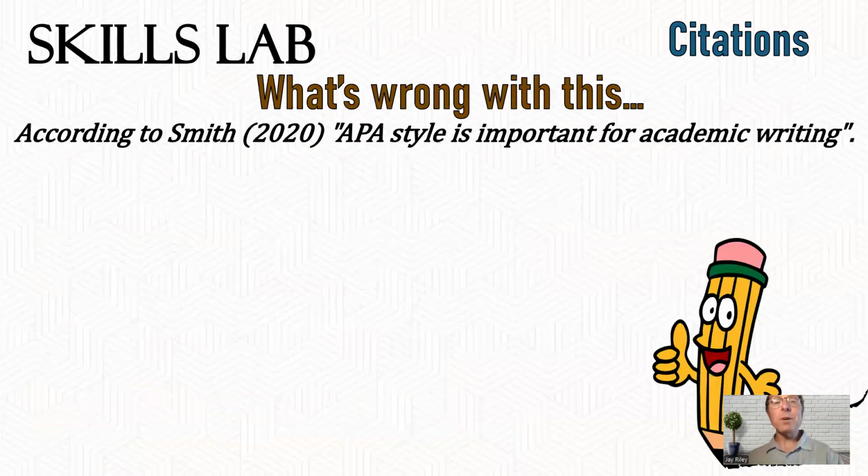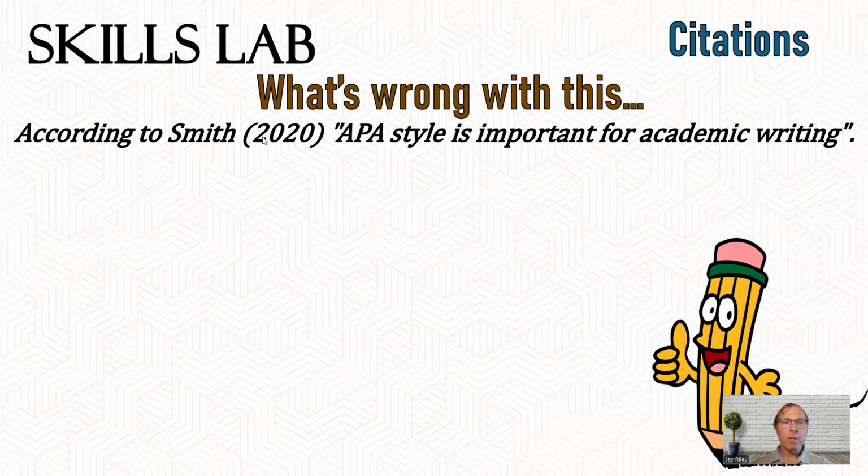All right, so now let's go ahead and move to our skills lab, and we're going to talk about proper punctuation for citations. So let's take a look at this. According to Smith, 2020, APA style is important for academic writing. Wow, we've got a lot of errors here. Okay, and they're all related to punctuation. And since we've got a quotation, we're going to need to include a page number.